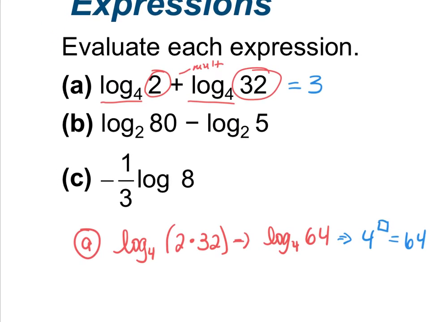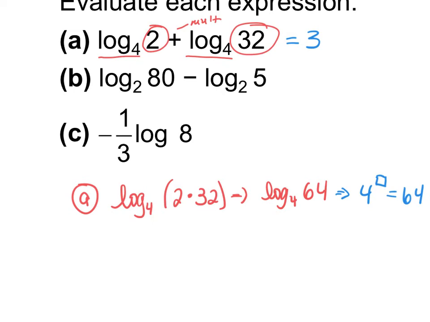All right, let's look at B. We'll skip C for next week. Let's just look at B for a second, and then we're going to go to some more examples. It says log base 2 of 80 minus log base 2 of 5. Do you notice that the log base 2 is the same? So how can I rewrite it? I can just rewrite it with 1 log base 2. Good.